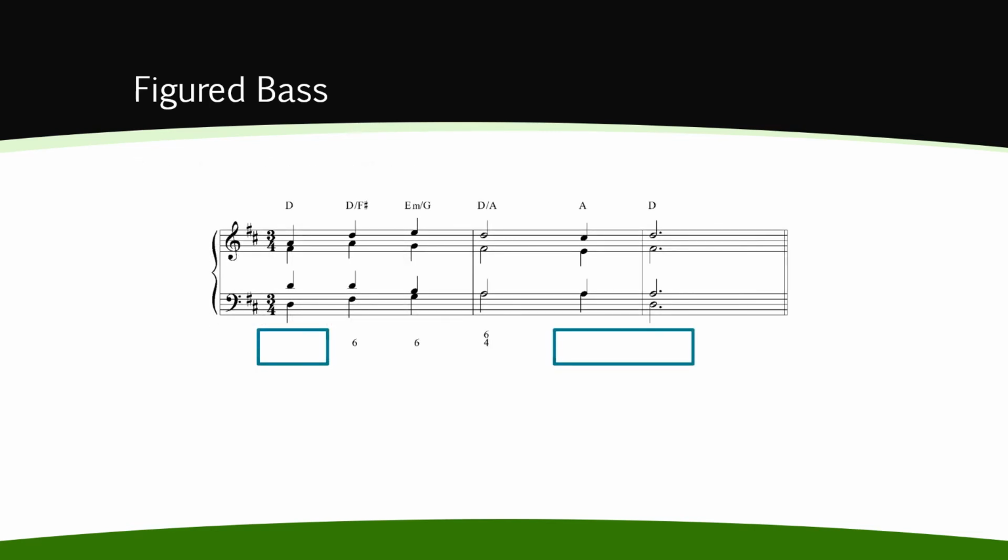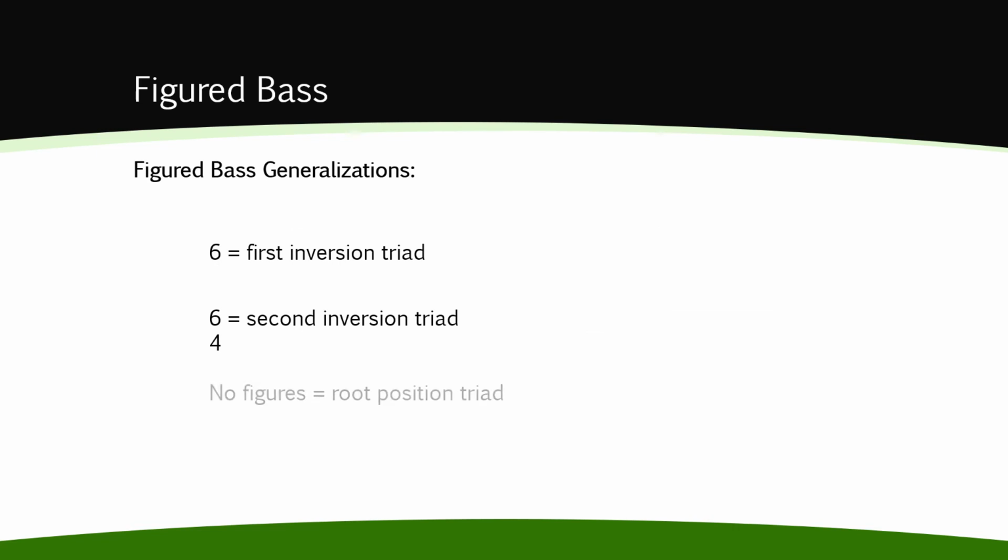So, relating this to figured bass, whenever we see a 6 in the figured bass, that means build a first inversion triad above the given bass note. Whenever we see a 6 and a 4 in the figured bass, that means build a second inversion triad above the given bass note. Notice that the rest of the remaining chords are in root position and have no figures in the figured bass. Whenever you have a bass note without any figures below it, that means build a root position triad above the given bass note.